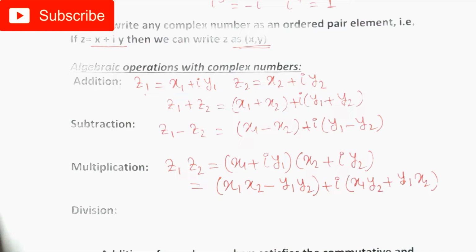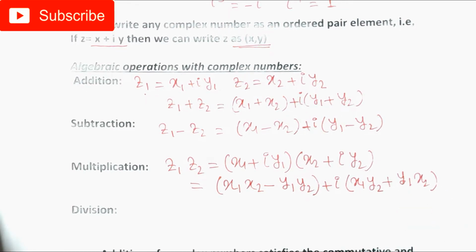You have to remember that the multiplication of two complex numbers z1 and z2 gives us the real part as x1 x2 minus y1 y2 and the imaginary part as x1 y2 plus y1 x2 with iota.